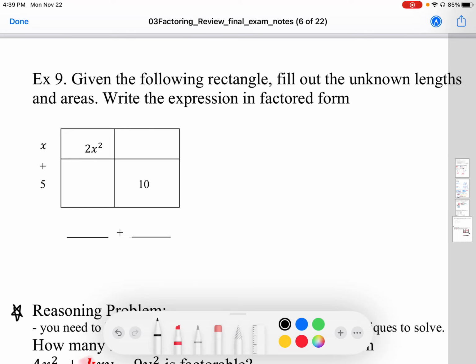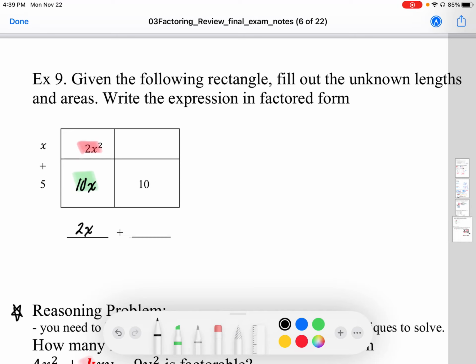When I look at this area here, which I'm just going to highlight, we know that it has a length of x. The width then must be 2x to be able to get an area of 2x squared. We can just do factors. We can divide to find that out. Furthermore, once we find out that length, we can find this area here because it must be 5 times 2x, or an area of 10x.